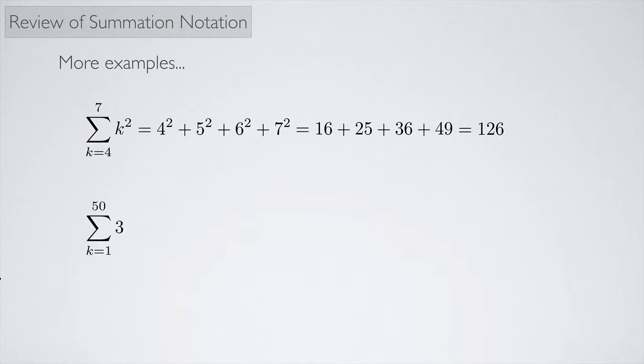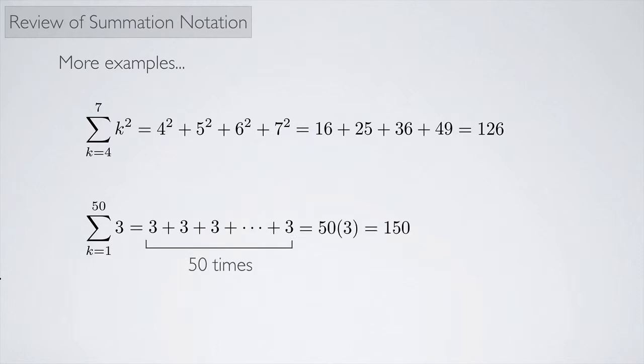How about the sum from k equals 1 to 50 of 3? Well, in this case, there's no k in the actual expression. It's just a 3. So we just add up 3 a bunch of times. In fact, we add up 3 50 times. So this is the same thing as 50 times 3, or 150.